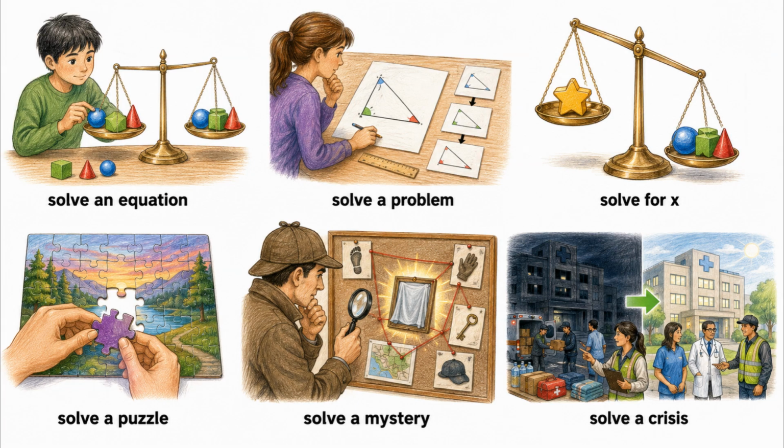Isolate the unknown on one side to solve an equation such as 2x plus 3 is equal to 11. Draw a diagram to solve a problem involving the area of a triangle. Subtract 5 from both sides and then divide by 2 to solve for x.